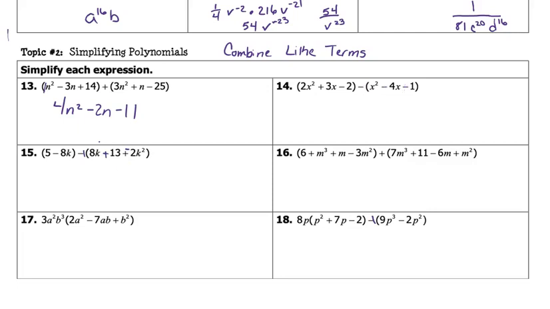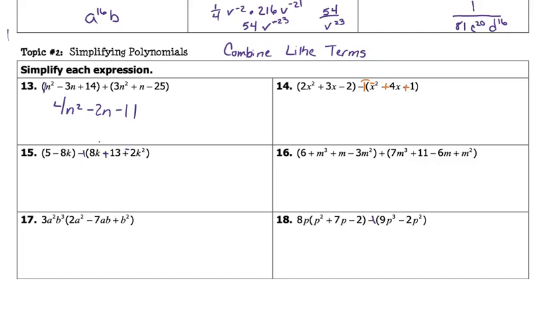Okay, so here on number 14, I have the expression 2x squared plus 3x minus 2. And from that, I need to subtract the second expression. So if you remember, we talked about how when this negative is next to a parenthesis, this is a negative 1 that needs to distribute all the way through. So I'm going to say, well, that means I have a negative x squared. This negative 4x becomes a positive 4x, and this negative 1 becomes a positive 1.